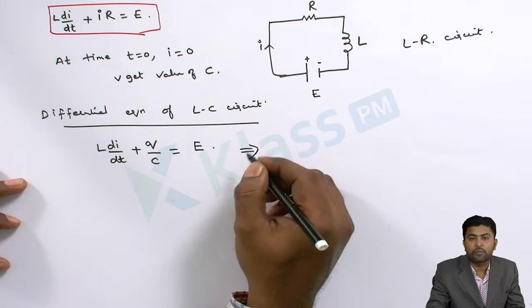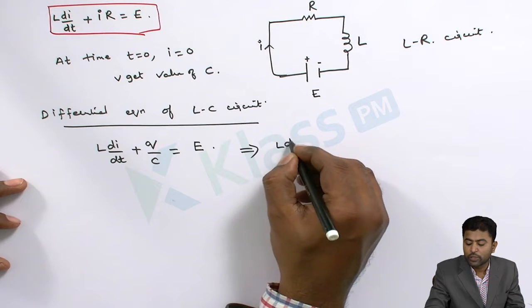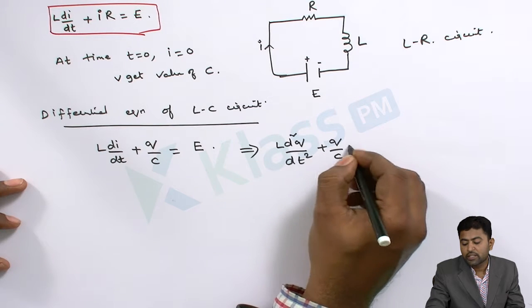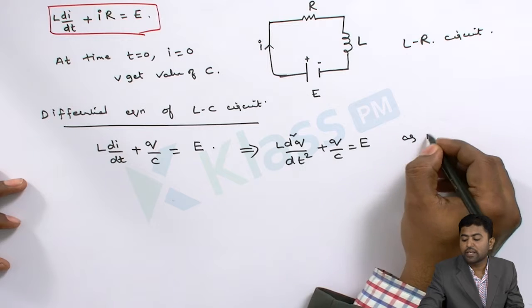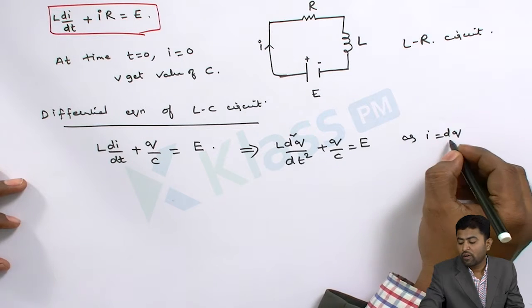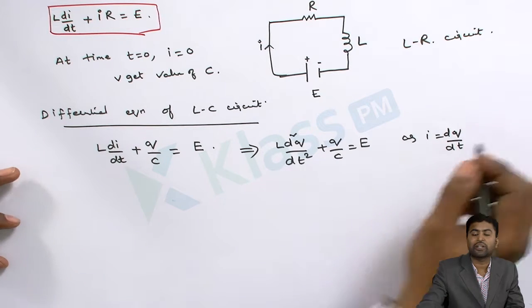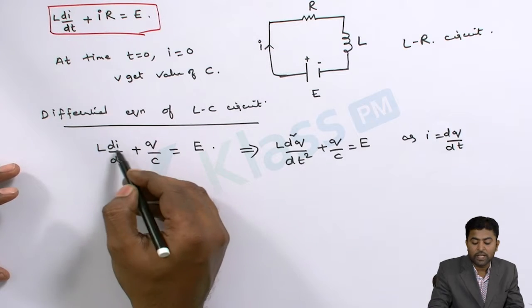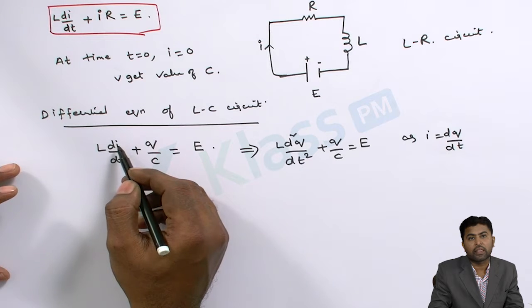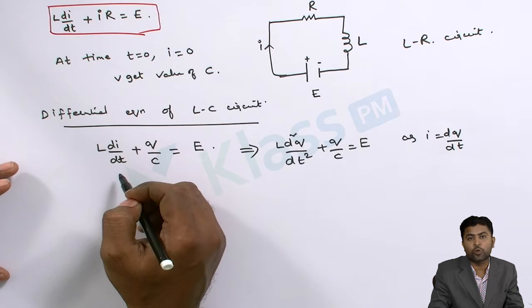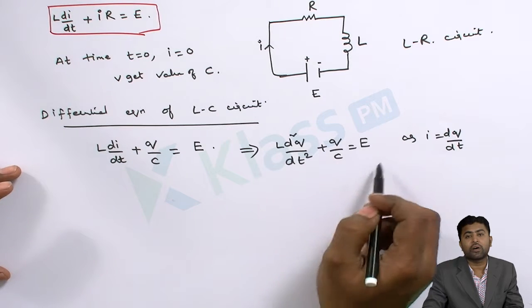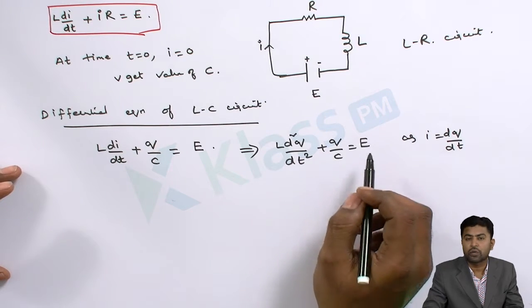So we will replace both in terms of Q. I can write it as L into d square Q by dt square plus Q by C is equal to E, as I is the rate of flow of charge, or the rate of flow of electricity. I can be written as dQ by dt. So I replace I here with dQ by dt, then that becomes L into d square Q by dt square plus Q by C is equal to E, which is a second order linear differential equation in Q.